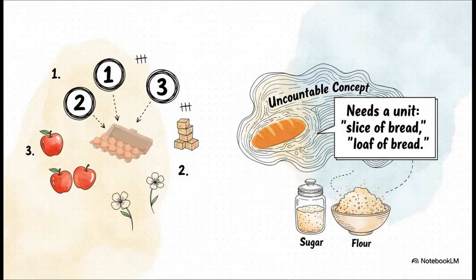Let's look at a picture. This makes it super clear. See the eggs? You can count them. 1, 2, 3 eggs. That's countable. But now, look at the bread. You can't say one bread, two breads. You need to say something like a slice of bread or a loaf of bread. The idea of bread by itself is uncountable. This visual really shows you the difference.